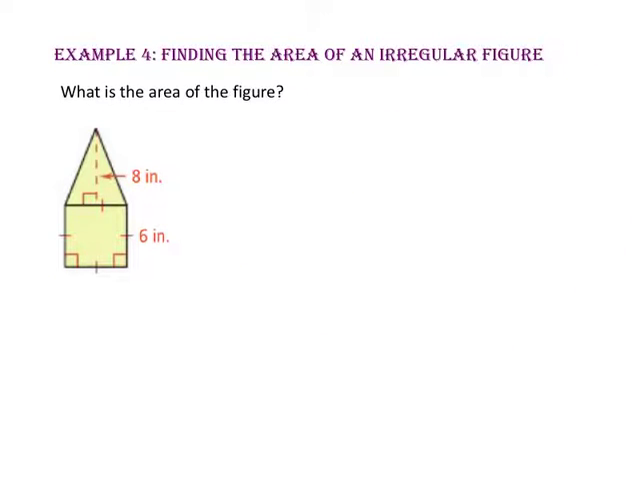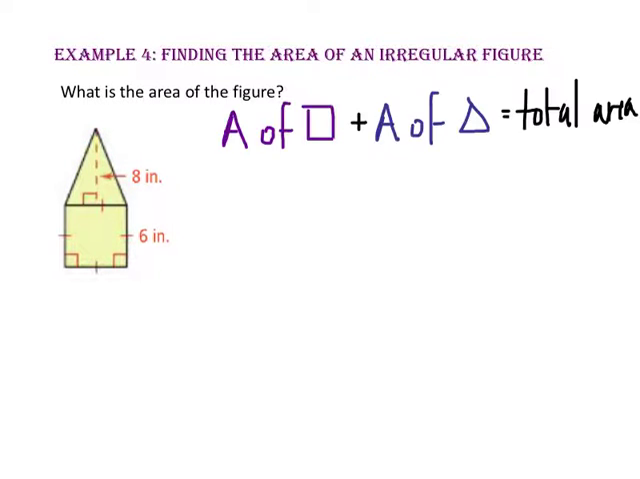In example 4, we will find the area of an irregular figure. What is the area of the figure? Notice we have a square with a triangle on top. So if we find the area of the square first, then add the area of the triangle to it, we will have the area of the entire shape. Let's start with the formula area equals base times height and use 6 for our base and 6 for our height.